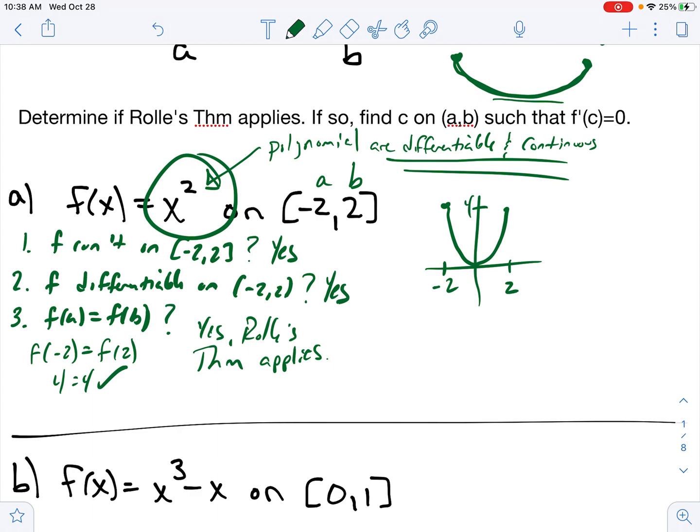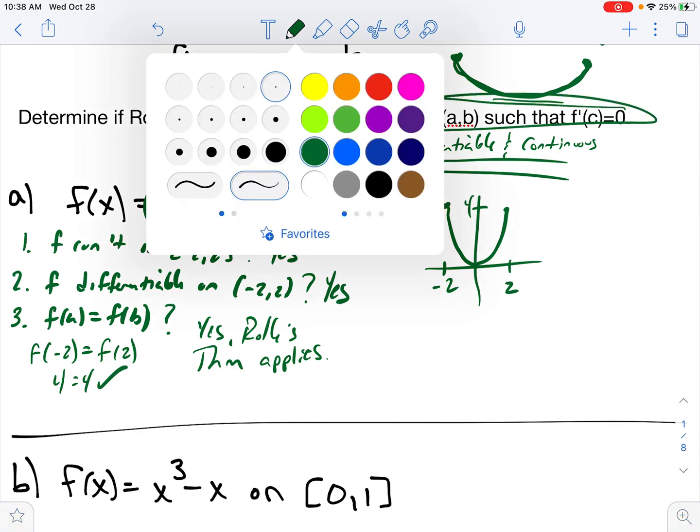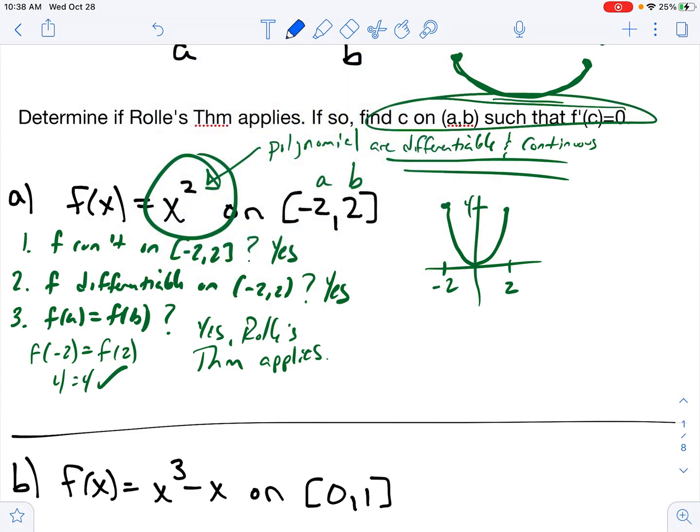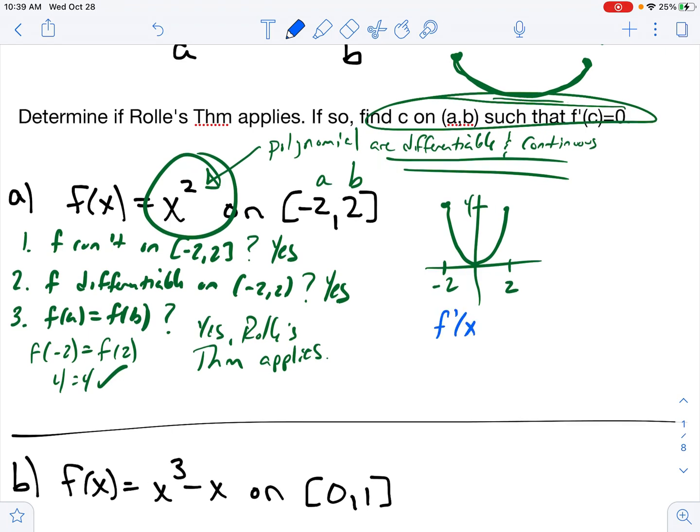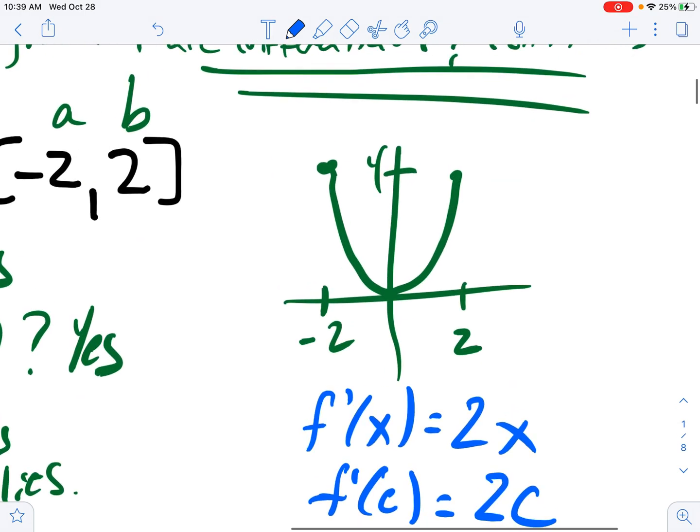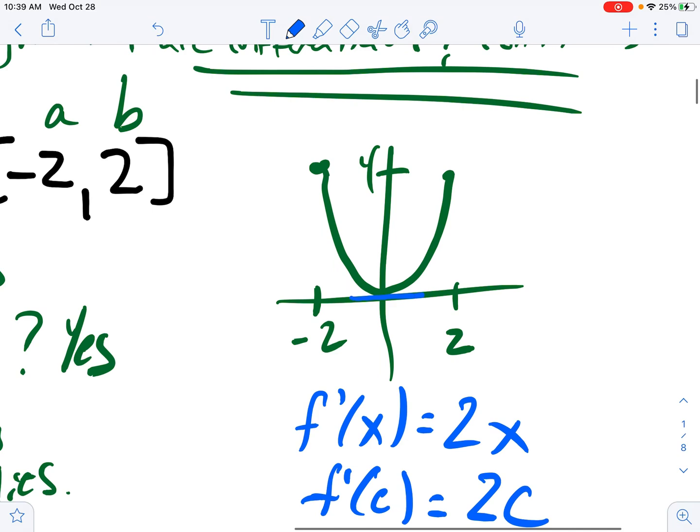Now we can go on and do the rest, find c such that f prime of c equals 0. Well, what does that mean? It means find the value such that the derivative is 0. Find the value of x that makes the derivative equal 0. So what do we do? Take the derivative. In this case, no big deal. What's the derivative of x squared? 2x. If we want f prime of c, we replace the letter x with the letter c. We set that equal to 0, and we solve for c, and in this case, c is 0, which pretty intuitively we can see right from the graph.